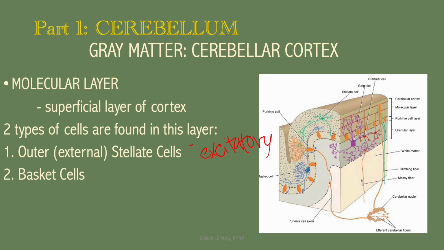Yung parallel fibers, it's adjacent fibers, no, malapit sa stellate cells. So, these cells give rise to inhibitory synapses on Purkinje cells. So, they will receive excitatory inputs, but their function is to inhibit. Okay? Inhibit Purkinje cells.